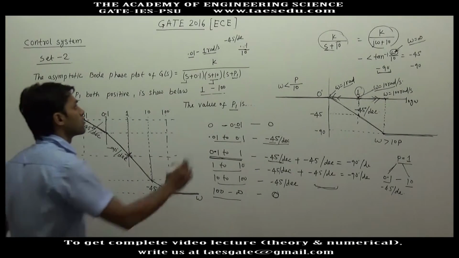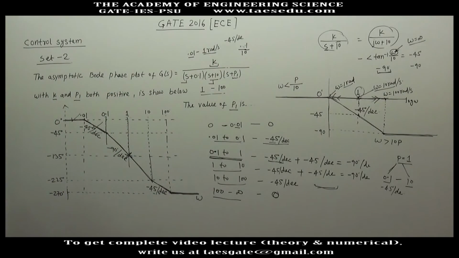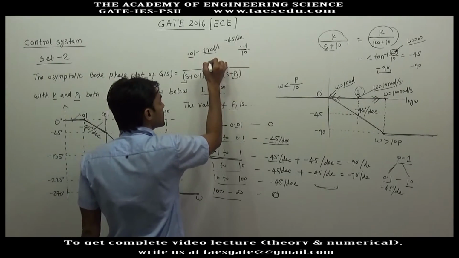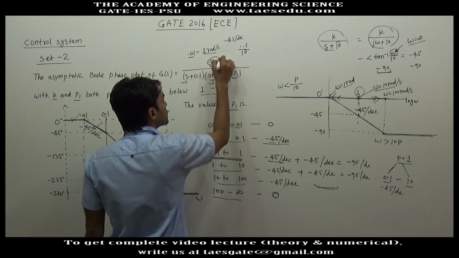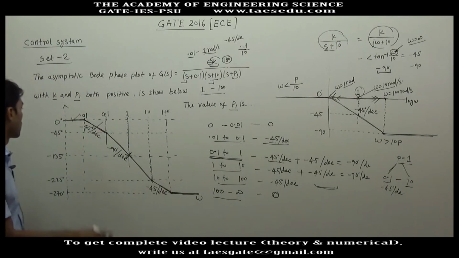K is given as positive, so there will be no angle contribution from K. If it was given as negative, the angle contribution of this negative sign would be 180 degree. So we would add 180 degree to all the angles, and the axis would have been changed.